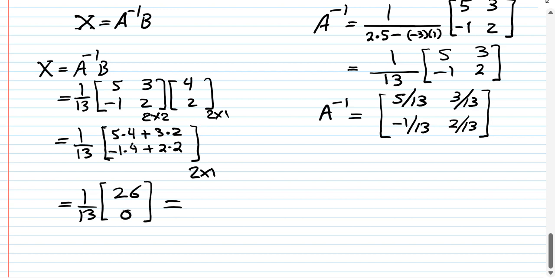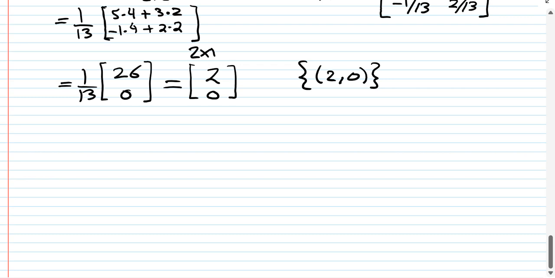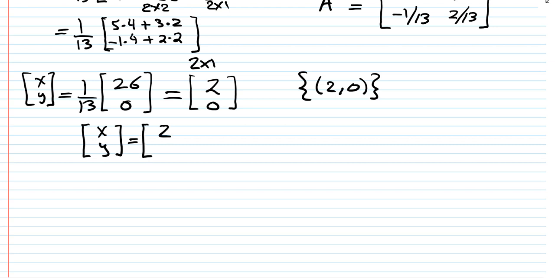Now multiply the scalar. 1/13 times 26 makes it 2. 1/13 of 0 is 0. And we are good to go. The system has a solution, and the solution is 2, 0. Remember, this was the matrix X, and X is x, y. So we can say the matrix of variables equals the matrix of the solutions. And from this we get x equals 2, y equals 0. Remember, two matrices are equal if corresponding elements in that position are equal.